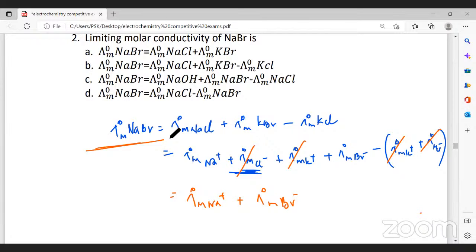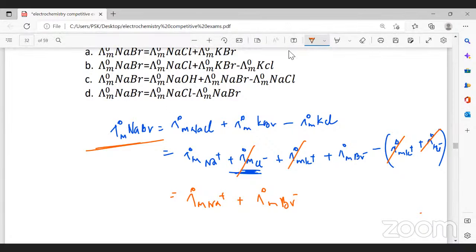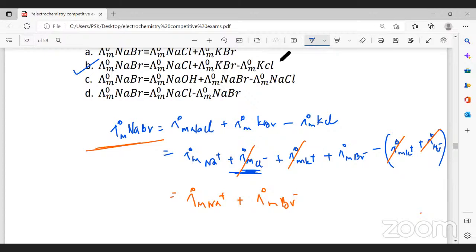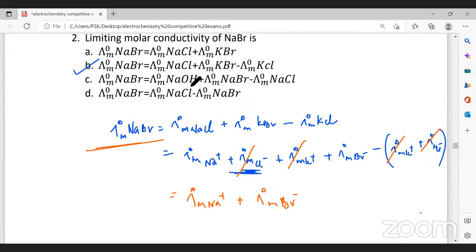We'll work some of the problems based on this in a few minutes' time. Therefore, the answer for this question is option B. See, if you take NaOH, OH minus will be there, and Br minus will be there, Cl minus will be there. Nothing will get cancelled here. So you will not be getting NaBr.